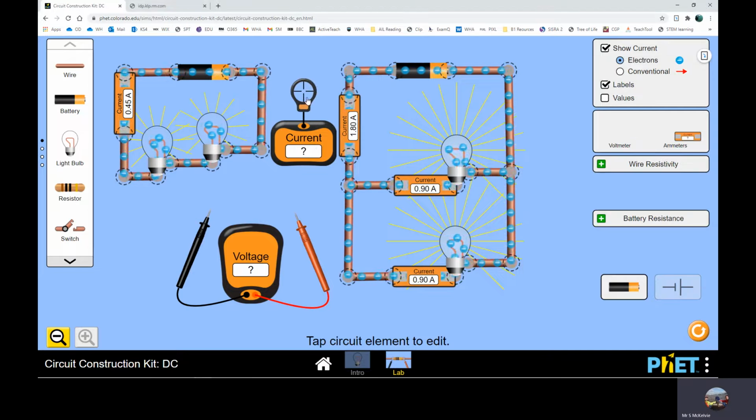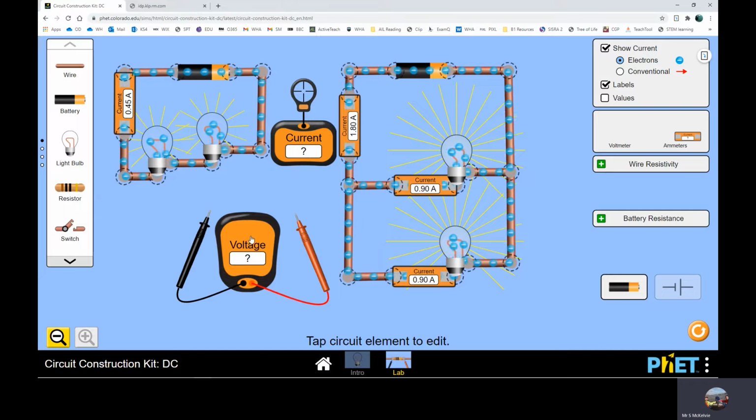Now to look at voltage, I can't use my ammeter. Instead, I'm going to have to use a voltmeter. Now, when you first look at these bulbs, we see there are two bulbs here in this circuit and two bulbs here in this circuit. Looking at the brightness, you'd think to yourself, well, this battery must have more voltage. And we could look at that by placing our voltmeter leads.